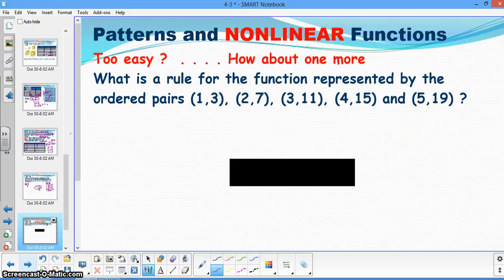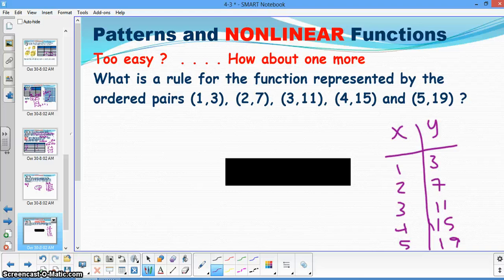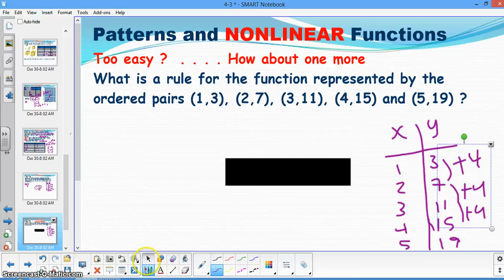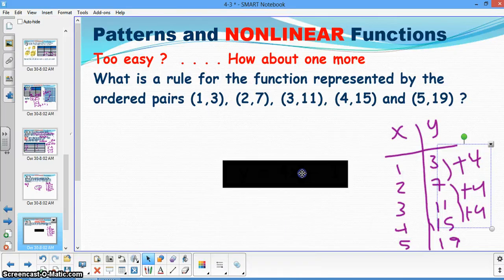What I like about equations is you can use the equation to figure out values that aren't on the table. Here's another example. What is a rule for this ordered pair? Take a moment, create your table, identify the rule. All right, so you can see I've made my table. I'm trying to find the difference. Here's plus 4, plus 4, plus 4. So it's always an increase of 4. But if I try to figure out the next value for when x is 6, and I add 4, I get 23, and that doesn't make sense. So you should have gotten for this one, y equals 4x minus 1.